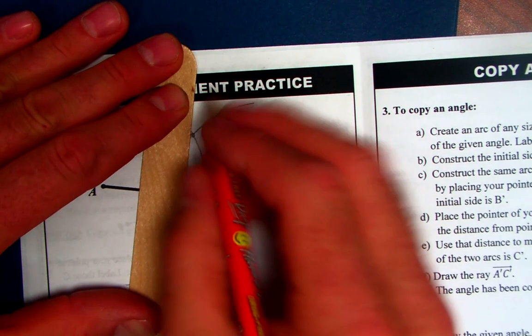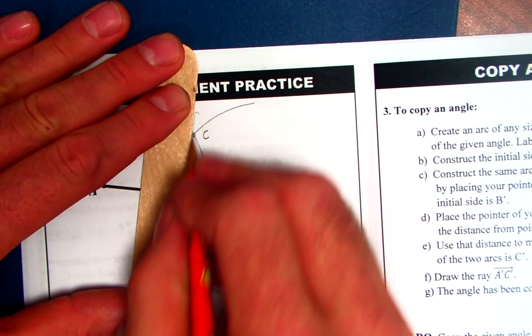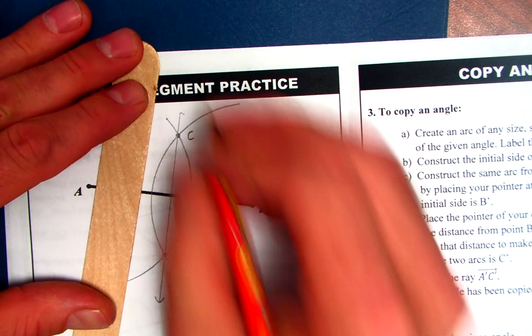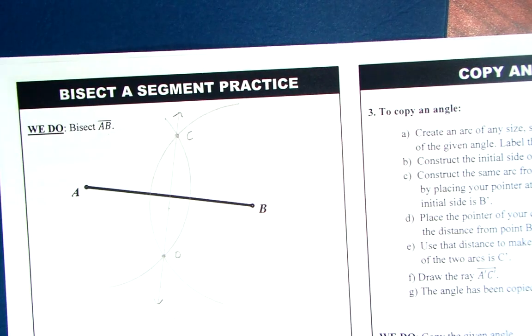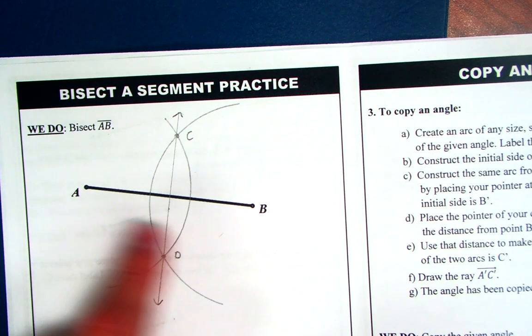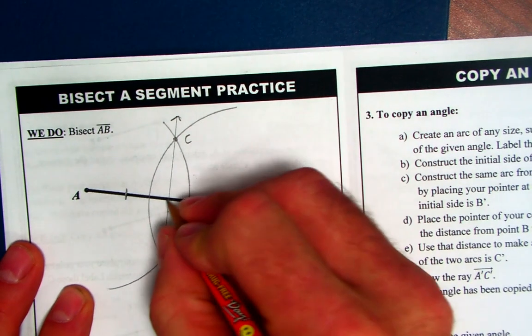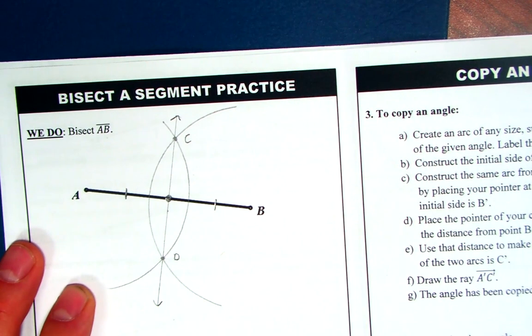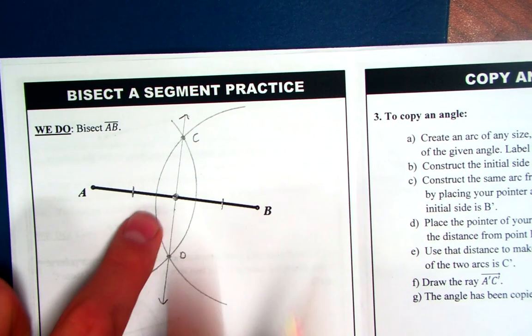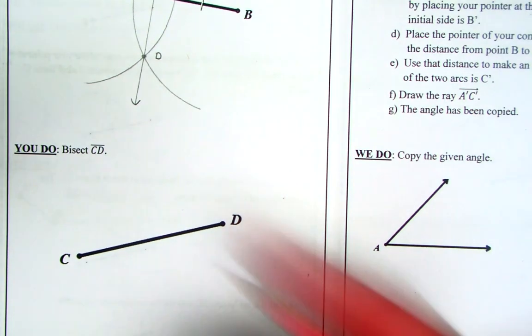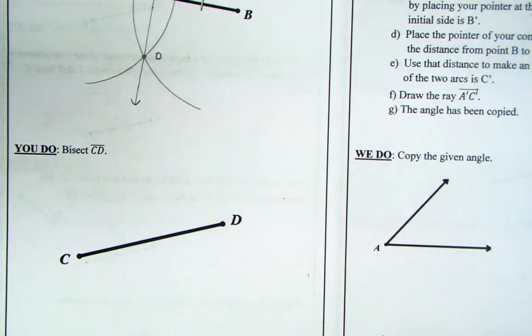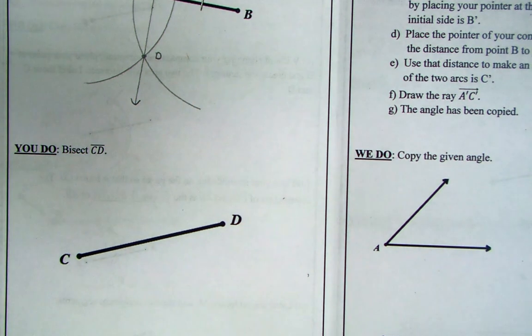And now all we have to do is use our straight edge to draw this line. And line CD is the segment bisector of segment AB. So we could even put these hash marks there to show that now we have a segment that's been bisected. Okay, so you're just going to do this one again. If you did the first one, you're just going to do it a second time, this time with segment CD.